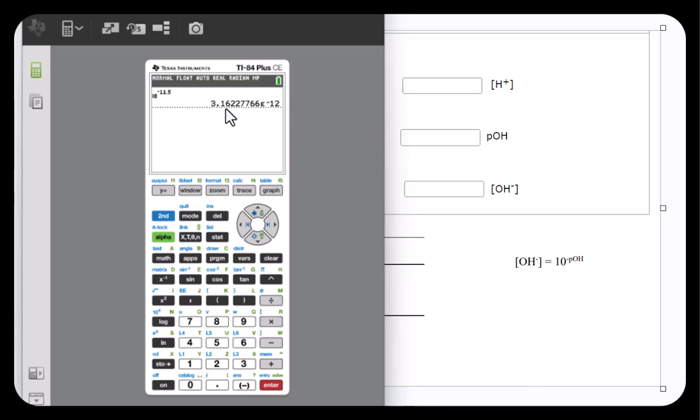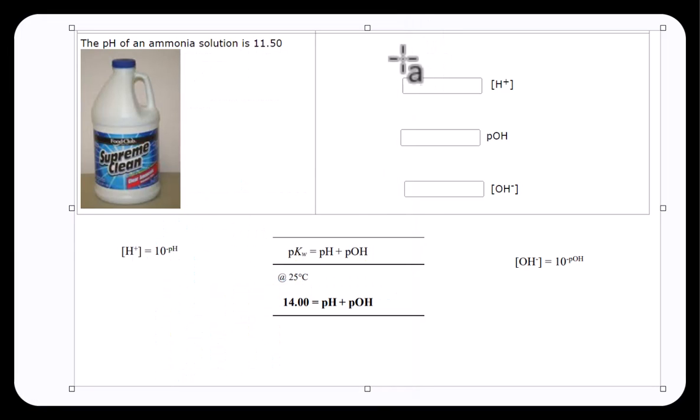3.16. Now, we really should report that as 3.2 times 10 to the negative 12, but because of the online homework's error checking and such, we probably should type in the 3.16. And they wouldn't give you a problem with that on the AP exam if you carry to 3 significant digits. I get 3.16. Of course, it's not 3.16. It's times 10 to the negative 12. Oh, and don't forget, this is a molar concentration. I'll get my italics and type in M, molarity.